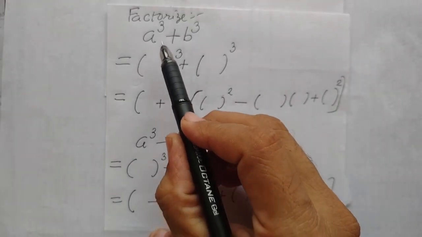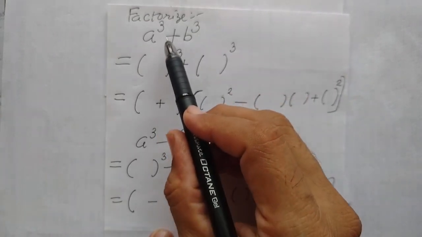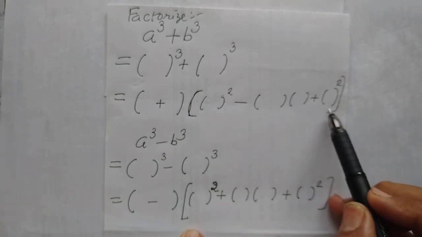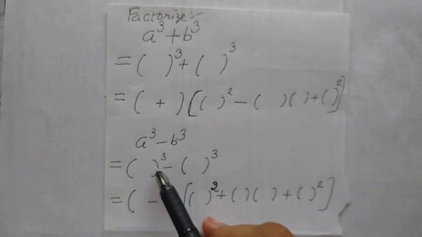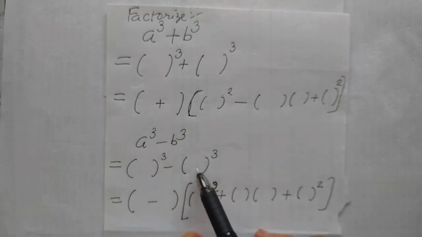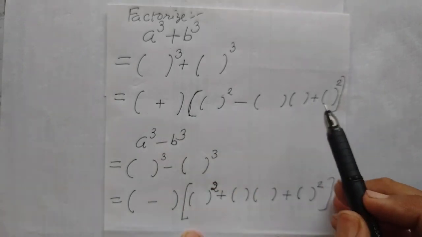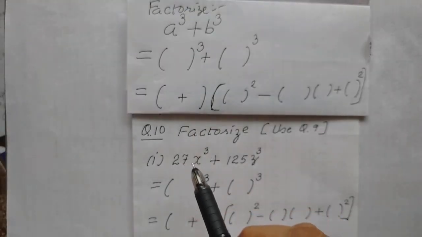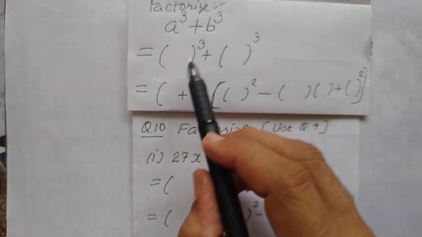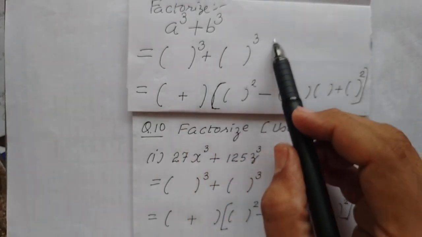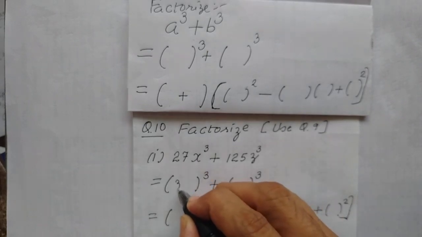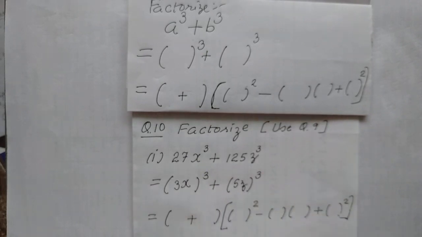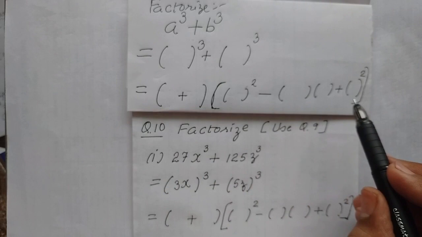Now see children, how to use this formula, a cube plus b cube. First step, convert into this form. Then the next step will be like this. Similarly here, bracket cube minus bracket cube. Then we write this. Now see how we are applying this. This is our question, so we will use this formula. First we convert into bracket cube plus bracket cube. So the cube root of this is 3x, and of this 5z.